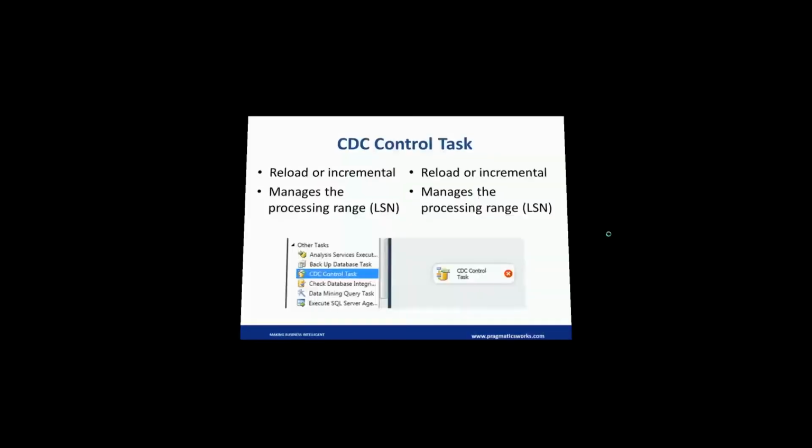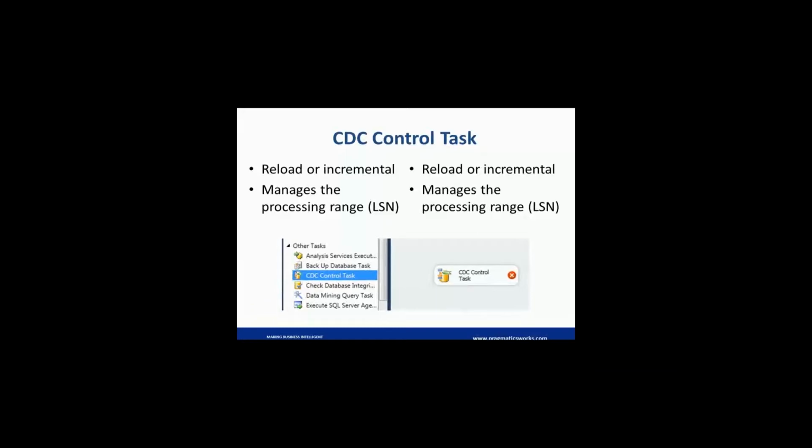Okay. So there are two things that we're going to look at, the control flow and the data flow, as with most SSIS packages. In the control flow we have one new task. It's called the CDC Control Task. This helps us control whether we're doing a reload, that is the initial load, or whether we're doing an incremental.